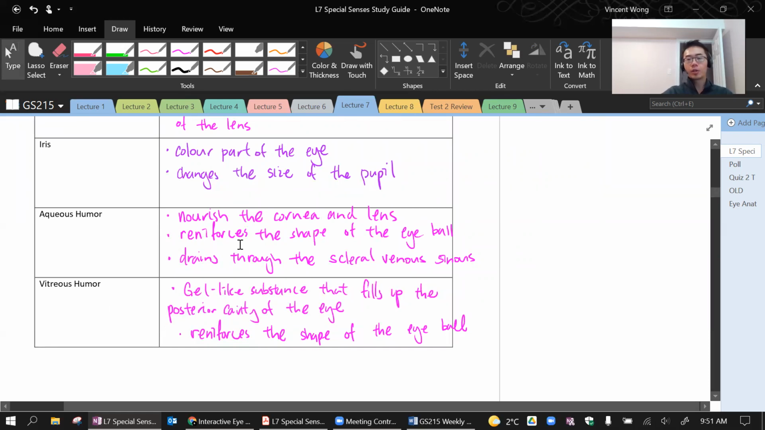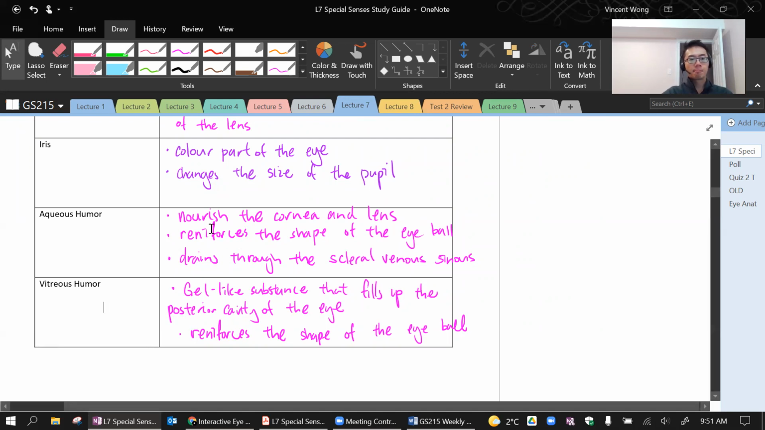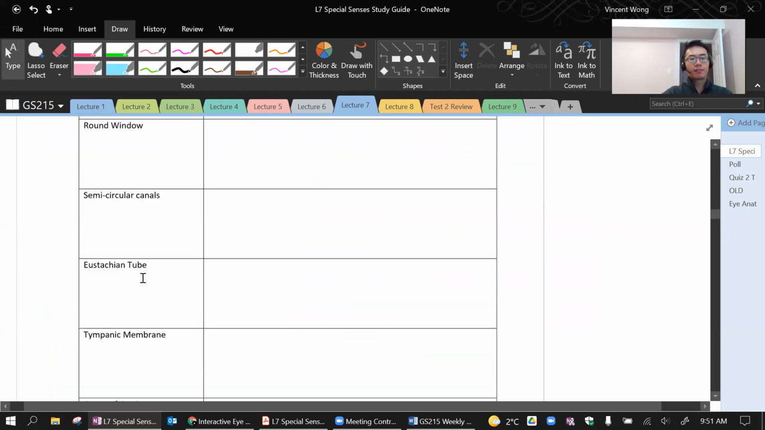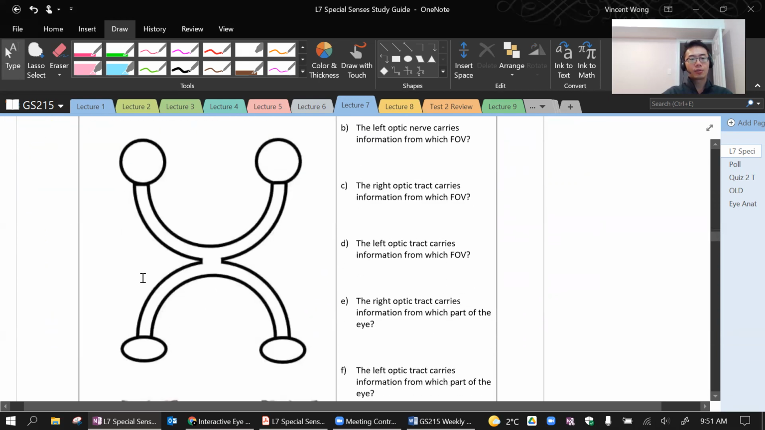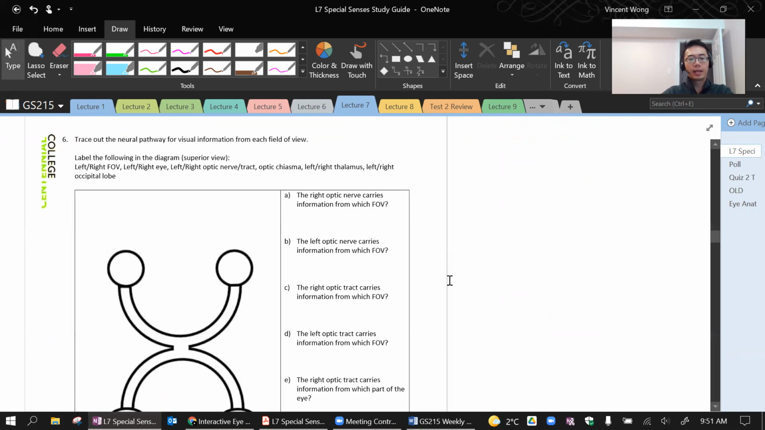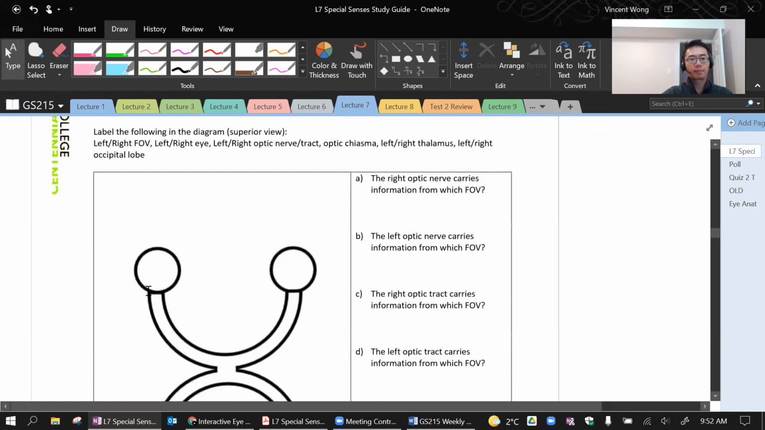Any other question about the eye in general before we move on? All right. I'm going to fast forward to this diagram. I know I did it in class already, but it's such a confusing thing that it's probably worth talking about it one more time.